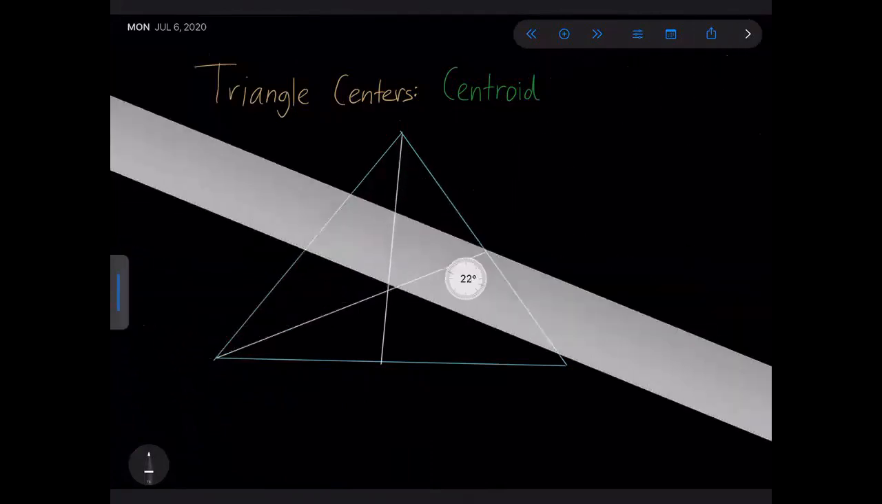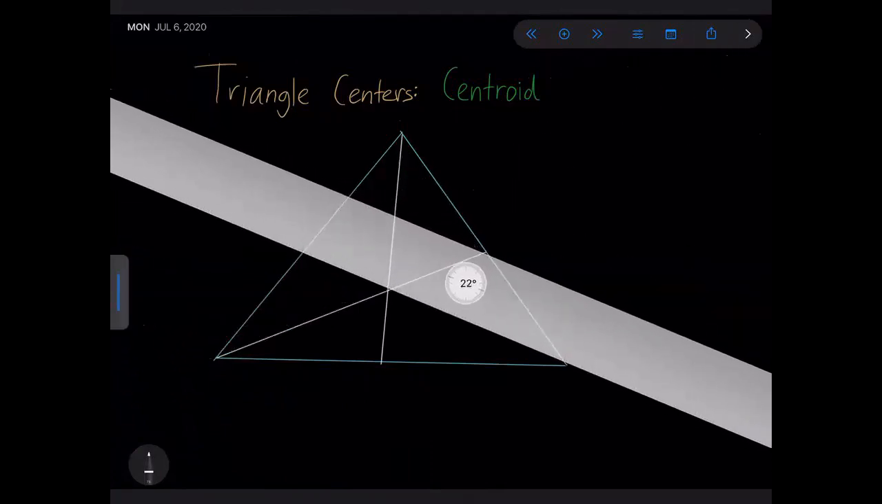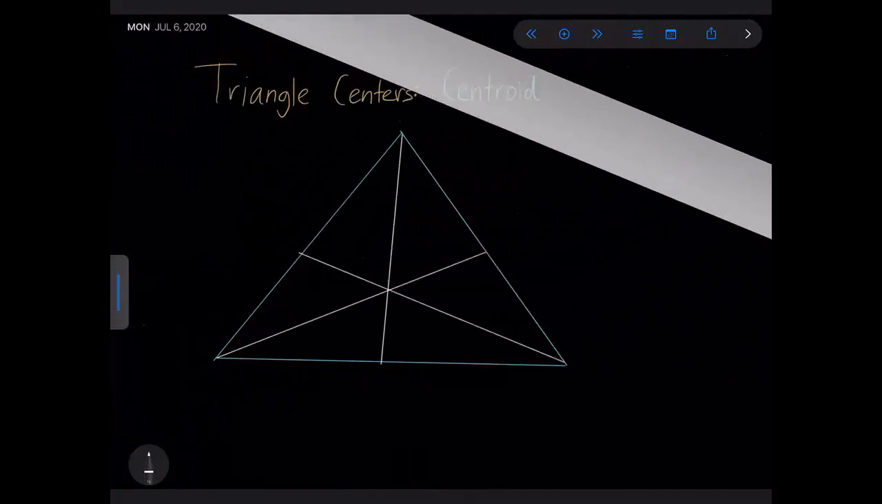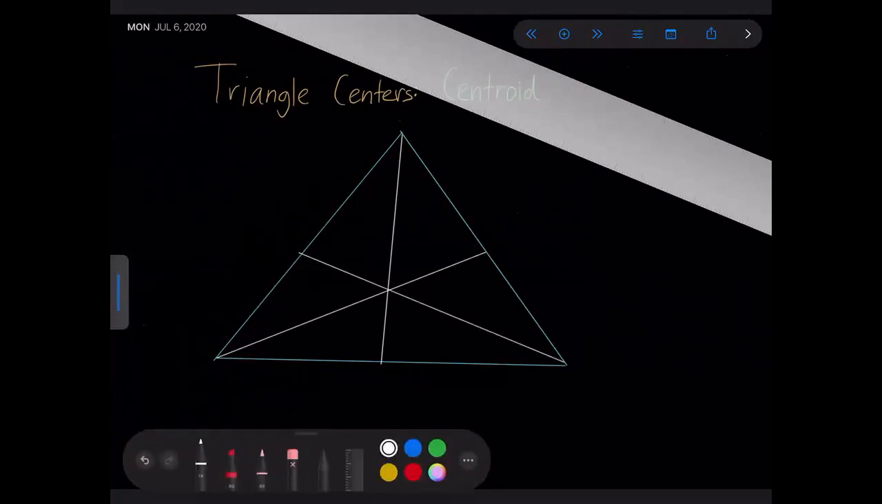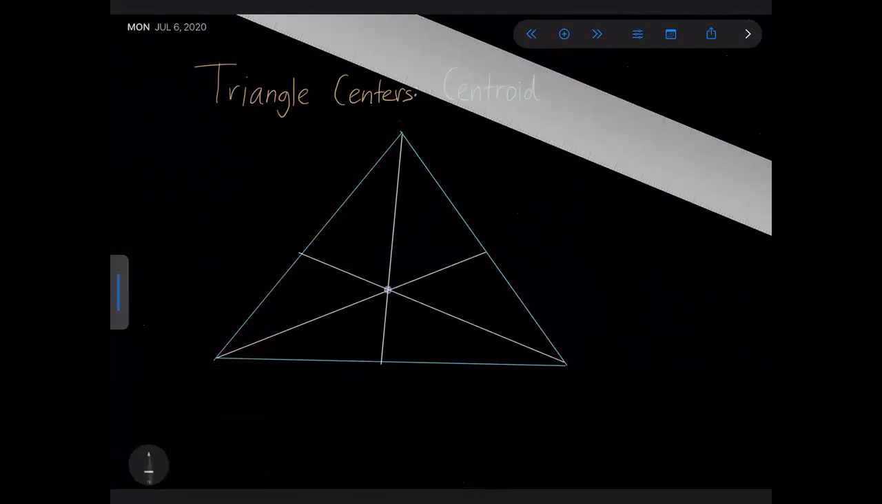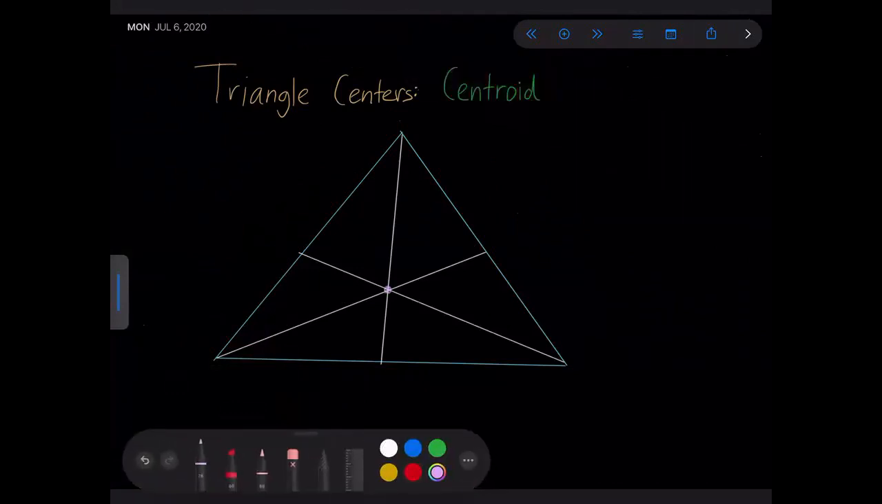Drawing's not going to be perfect, but it's satisfactory. Now, these also converge at a single point. They are concurrent. And this is the centroid. So proving that this one is also concurrent is significantly harder than the other two centers that we'll deal with, but it is doable.